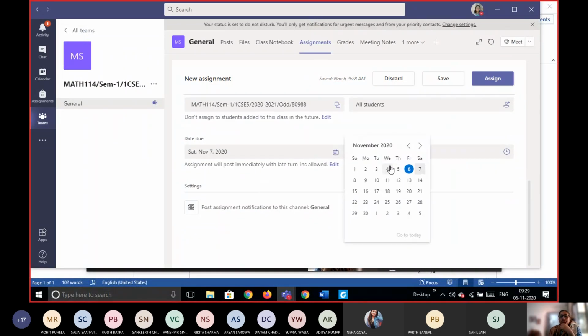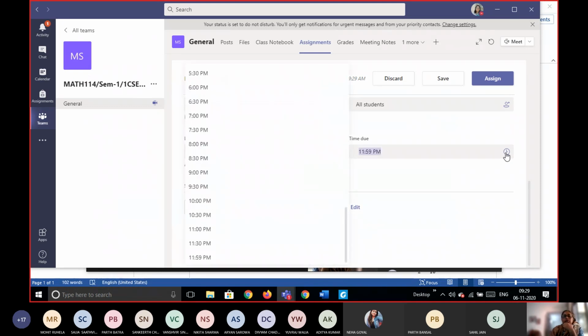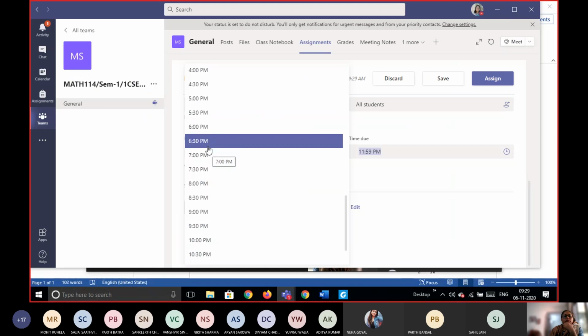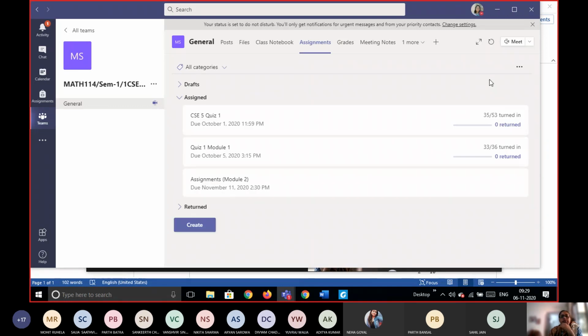So the submission date is Wednesday, that is 11th. All right. And I'm putting the time as 2 p.m., because I think by 3 p.m. at the most we have class. Is that okay? 2:30 p.m., is this fine? Yes, ma'am. So now it is assigned.